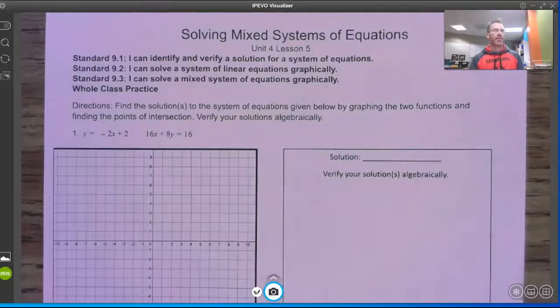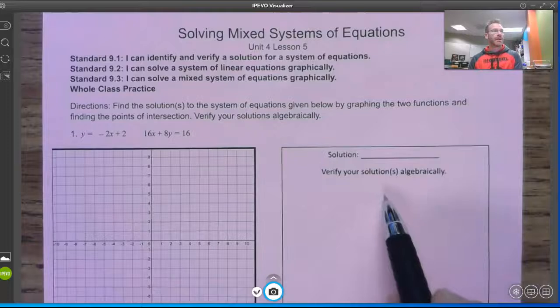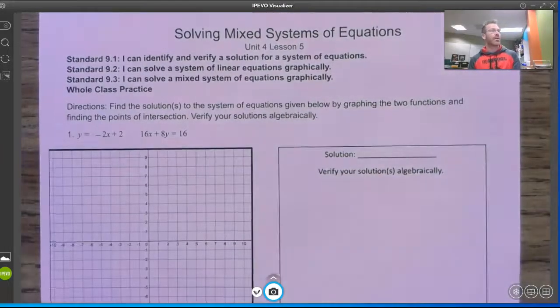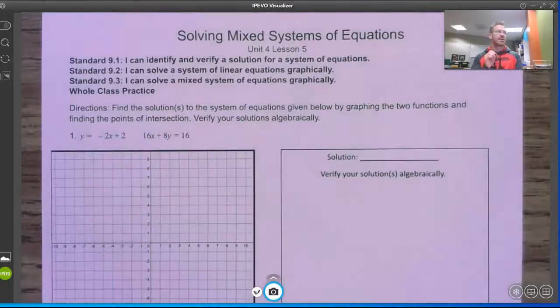All right, so we are going to wrap up Unit 4 with our final lesson today, and this really is, in most ways, a very comprehensive review. Because you have to be able to graph your linear functions, your absolute value functions, your quadratic functions. You have to be able to find those points of intersection, and you have to be able to verify them. So you can see that we take in 3 of our 4 topics for this particular standard just in this one lesson.